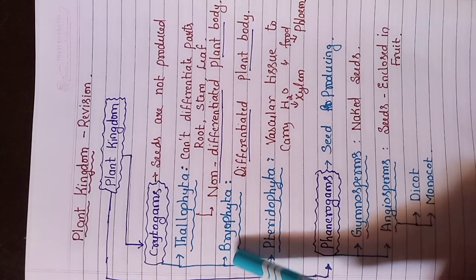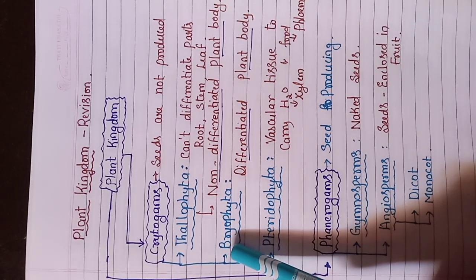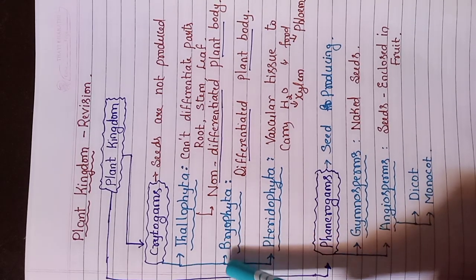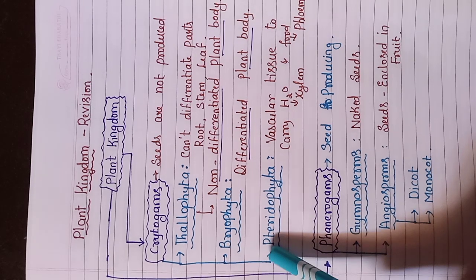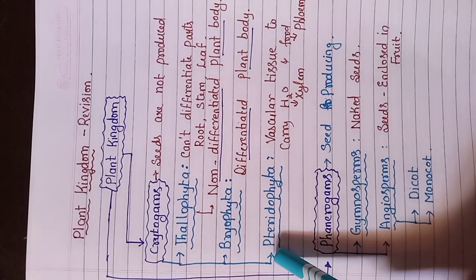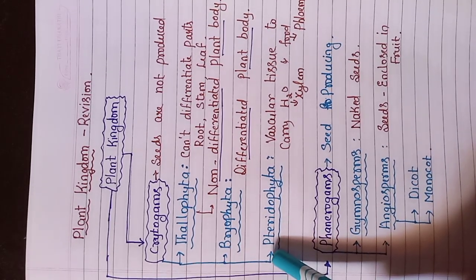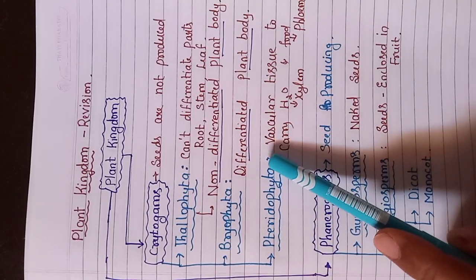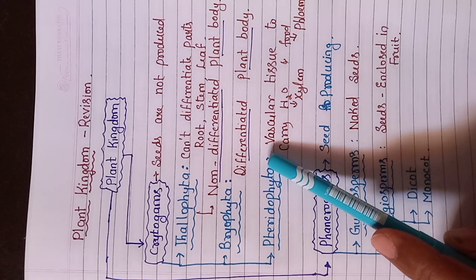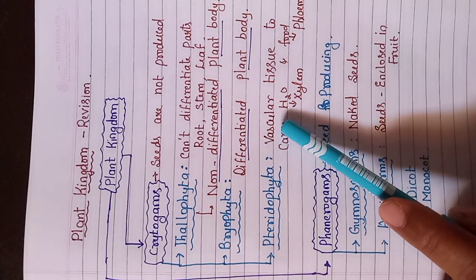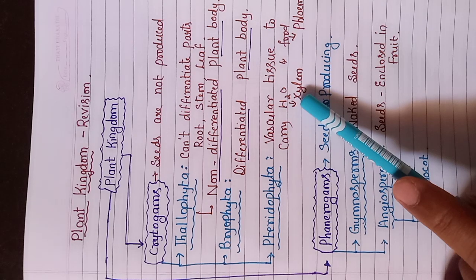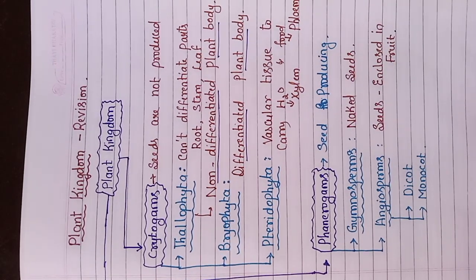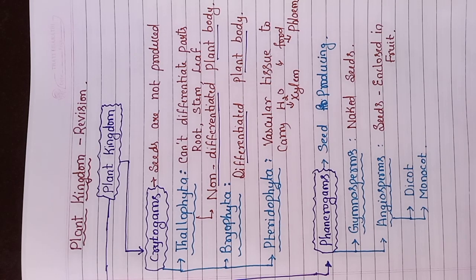Means what? In bryophyta we are able to differentiate the plant body. Now bryophytes evolved into pteridophytes. Here in pteridophyta we can differentiate the plant body. In addition to that, pteridophyta has vascular tissue. What is vascular tissue? The tissue which conducts water and minerals, example, xylem. The tissue which conducts food, example, phloem. So these vascular tissues we can find in pteridophytes.